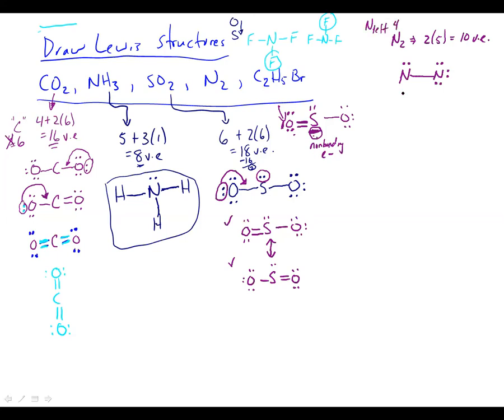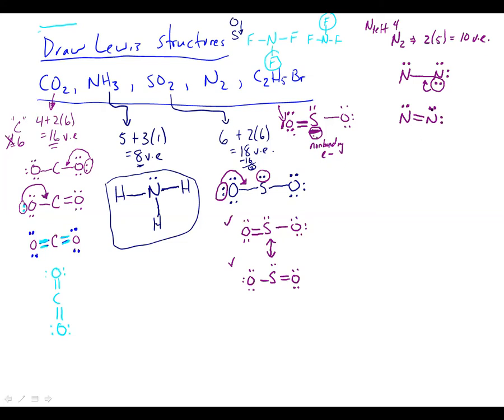So here we want to try to fix it by making a double bond. Same process, we're going to take a pair of electrons and move them in. And when we do that, we will end up with something that looks like this. Again, still has 10 electrons.